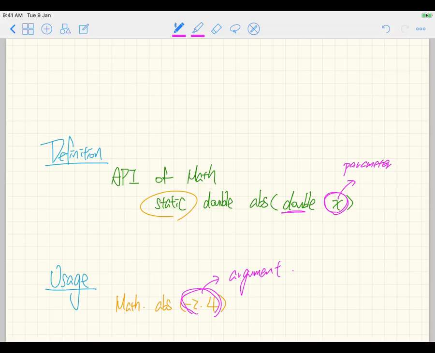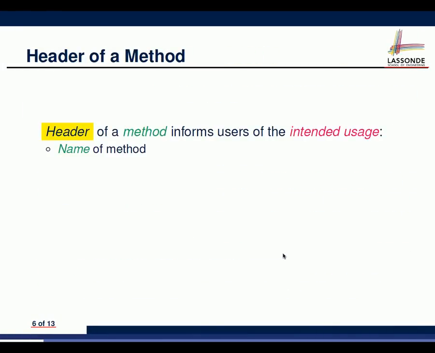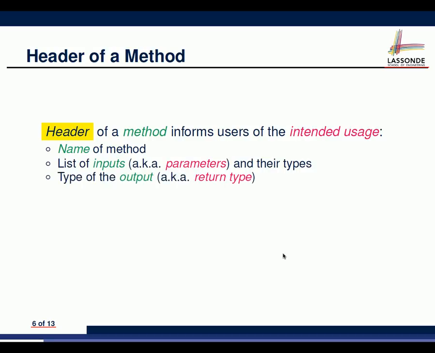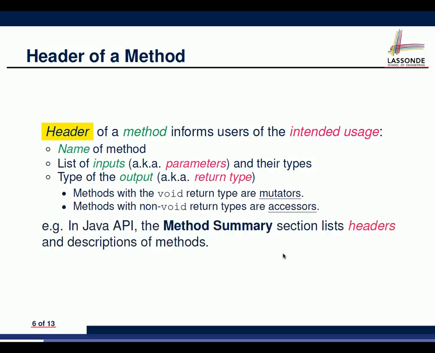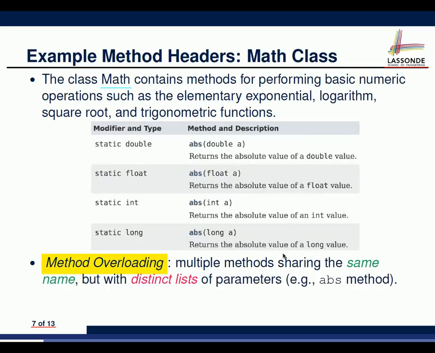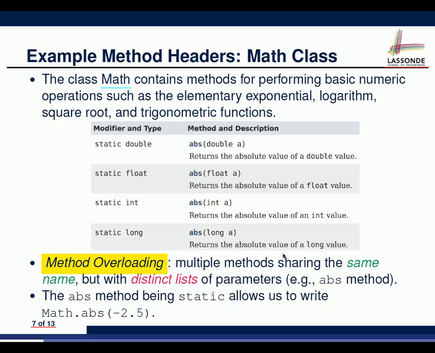All right. After this, I'm going to talk about the header. The header of the method is going to include the name, the parameters, and also the output or return type. In the case of a mutator, it's just going to be void. Okay, it's good. So now let's talk about the Math class. I'll just give you one example over here.